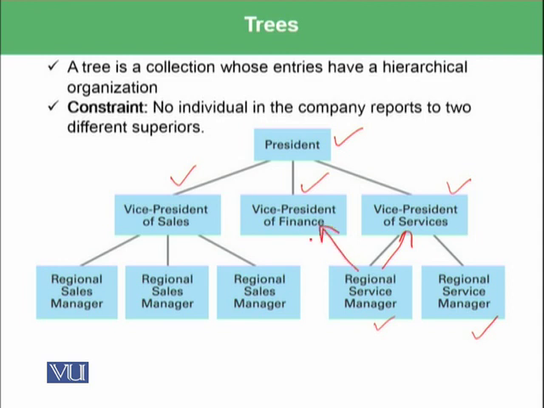So this means that the parent will not have two children. We should say that one child will not have two parents. So one parent might have two children, for example, this one has these two children, but one child shall not have two parents.